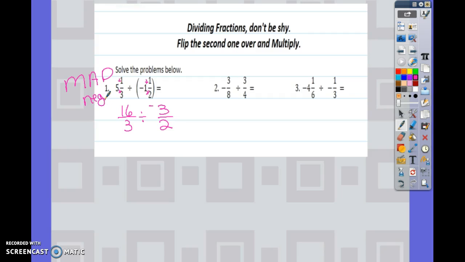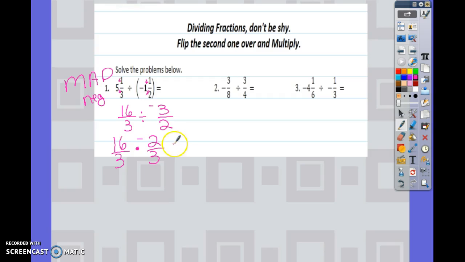Now I'm ready to divide fractions. Don't be shy. Flip the second one over and multiply. The first fraction stays the same, 16 over 3. The division changes to multiplication, and you use the reciprocal of the second fraction. You flip it, and so negative 3 over 2 becomes negative 2 over 3.